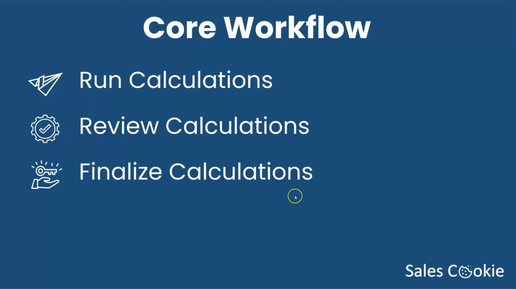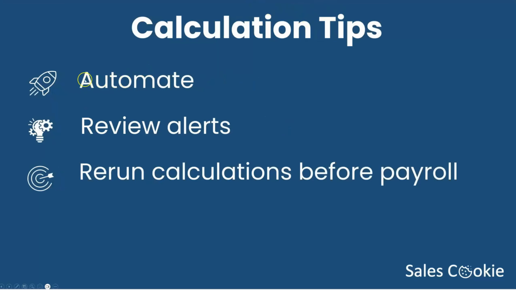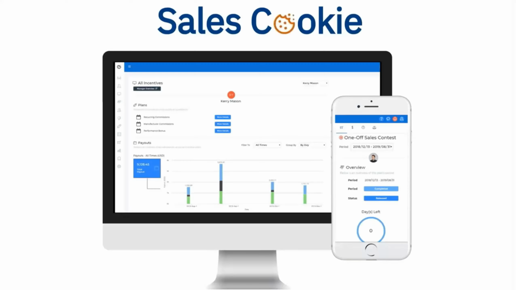So to recap, we covered the admin workflow for running, reviewing, and finalizing calculations with confidence. Some key tips to remember: automate your calculations, always review alerts, and rerun calculations before payroll to catch last minute changes. If you want to go deeper, we've got 120 video tutorials and 550 support articles packed with productivity tips and time-saving features. You've got this. Let's make commissions accurate, transparent, and stress-free.